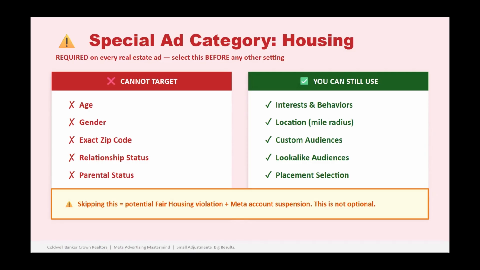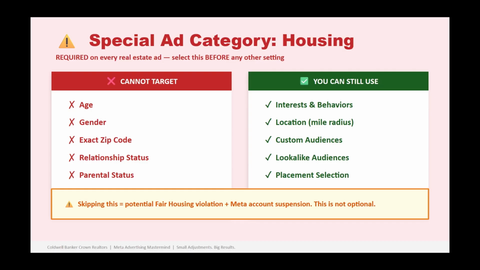So Facebook put into place a special ad category called housing that you need to make sure all of your ads run by. Now, when you use that housing category, it will get rid of all of those things that you can't use to target people.